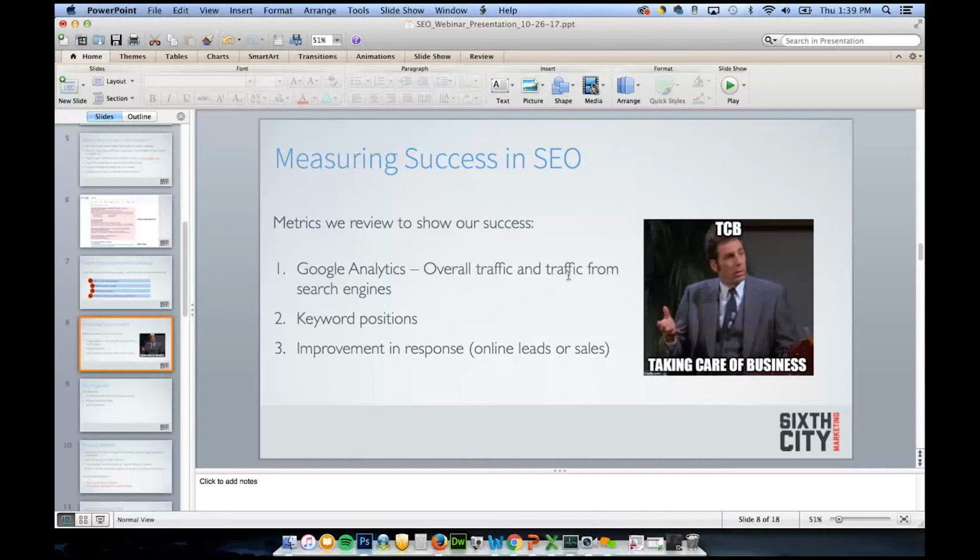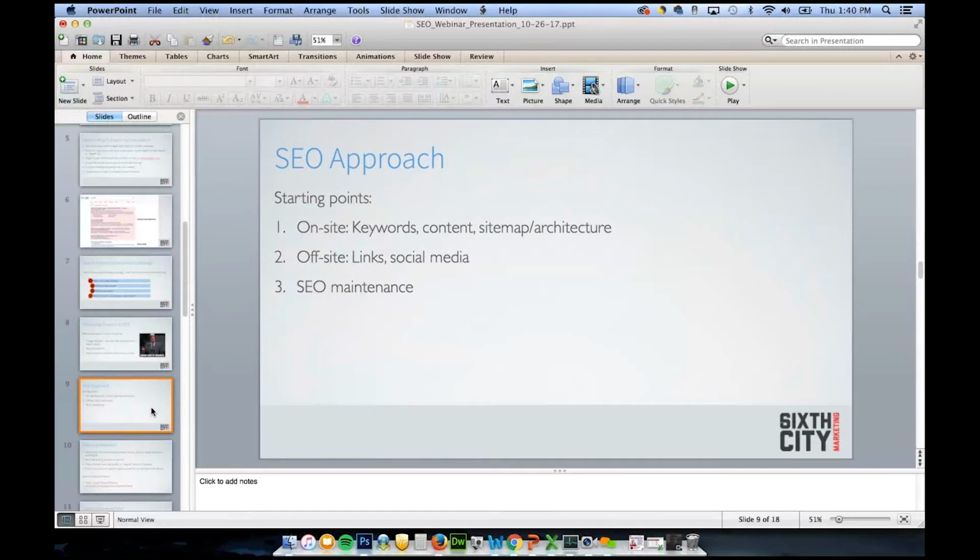Google Analytics, I mentioned before, some elements to look at: overall traffic and traffic from search engines. Keyword positions. So we've talked about keyword phrases, but we haven't talked about something that's really important: where your website ranks for those keyword phrases. And improvement in response, again, focusing on those leads or sales or purchases, or whatever your focus is that you want the visitor of your website to take.